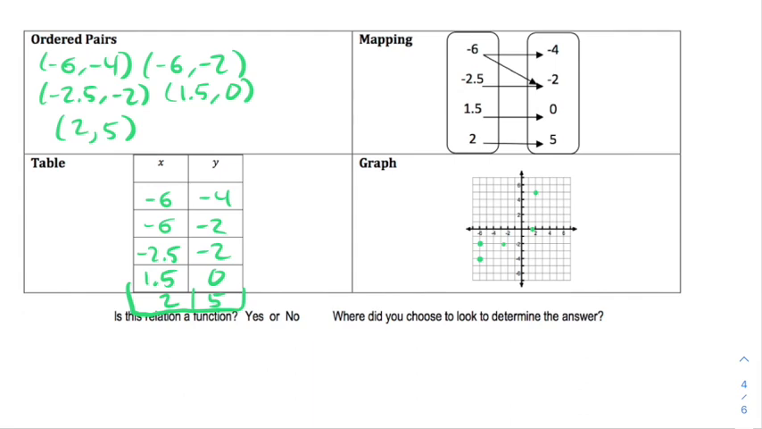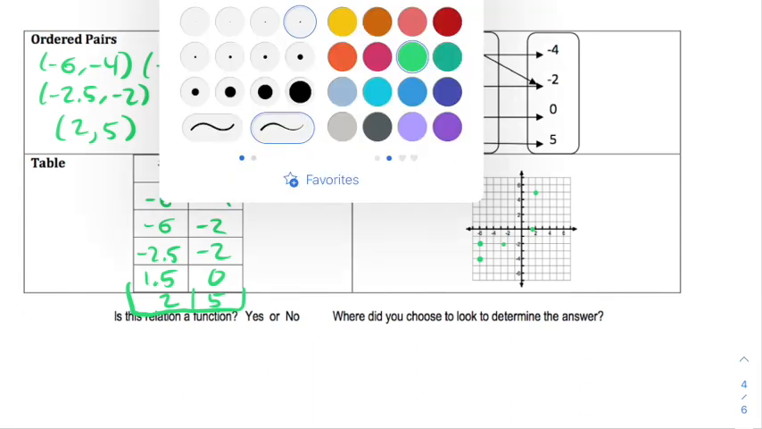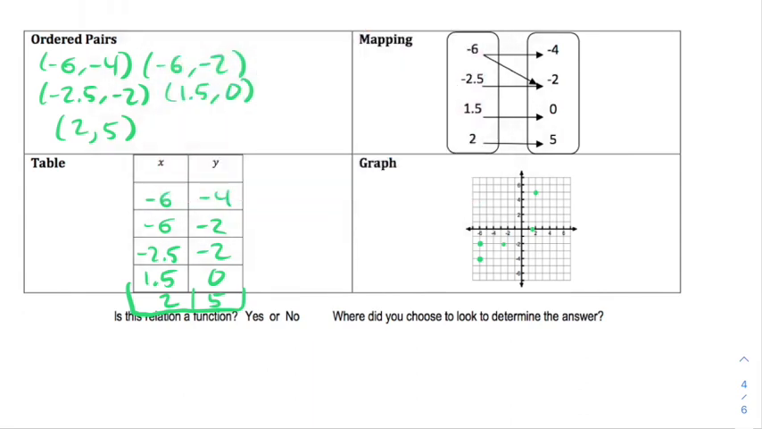Now again, they ask us whether or not this is a function. This time the answer is no. We can see that in the mapping from the 2 arrows coming off of one input. One input is only allowed to go to one output, so this situation means that we do not have a function. We can also see this by repeating inputs in both the ordered pairs and the table. If you ever see a repeating input with different outputs, that means it's not a function.